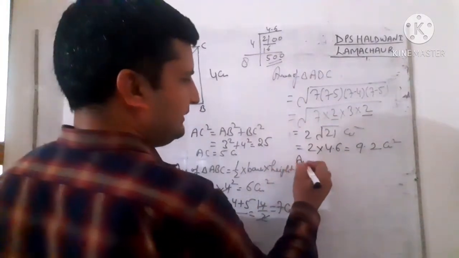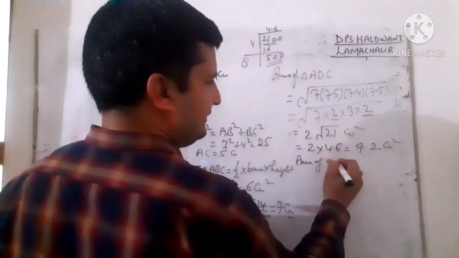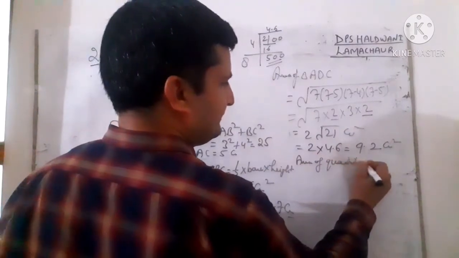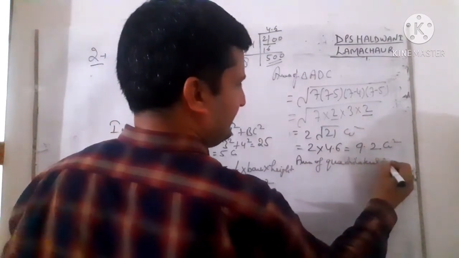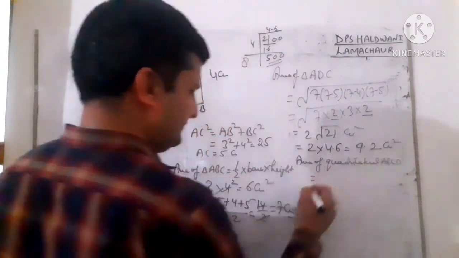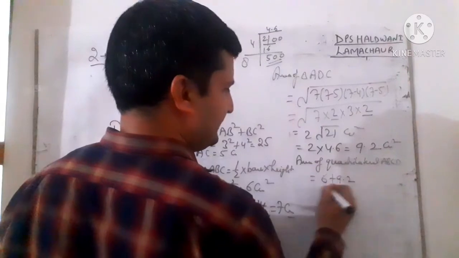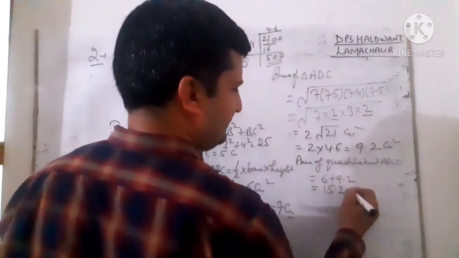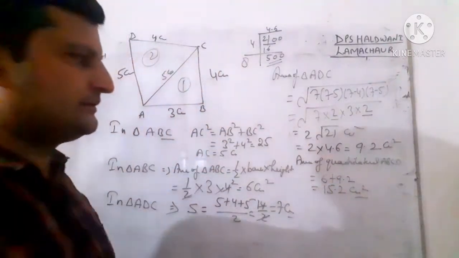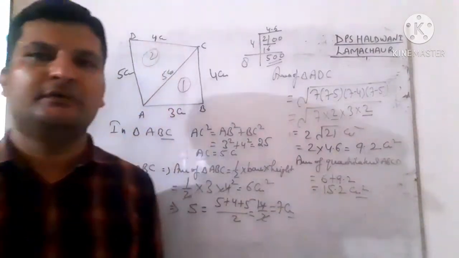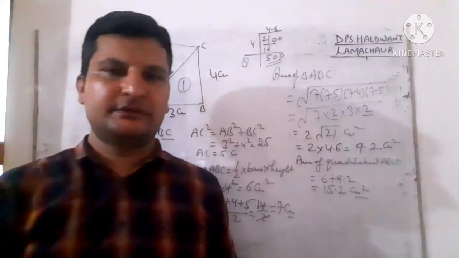So we can write it here, area of quadrilateral ABCD is equal to 6 plus 9.2, that is coming 15.2 centimeter square. So student, this is coming 15.2 centimeter square. That is the second question.